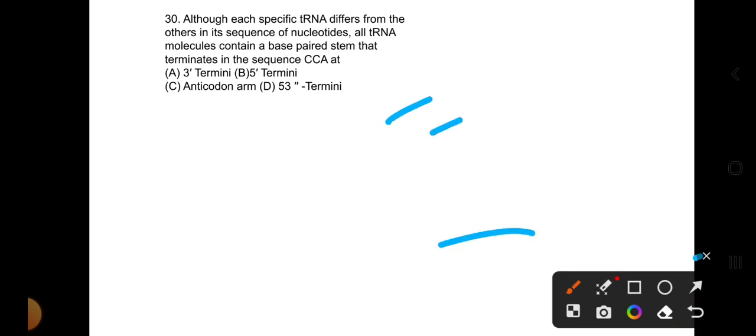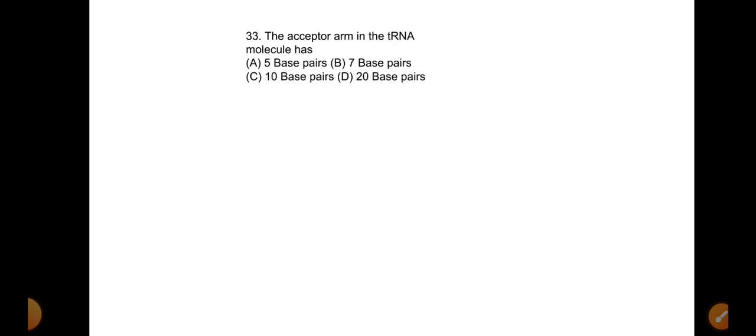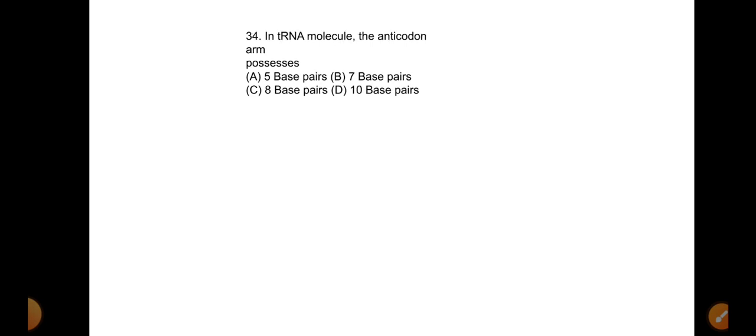Okay. So 31st question, the transfer RNAs are classified on the basis of the number of base pairs in dash. 31, again easy question. 32, in tRNA molecule, D arm is named for the presence of the base. Very easy question. 33, the acceptor arm in the tRNA molecule has how many base pairs? 34, in tRNA molecule, the anticodon arm possesses these.